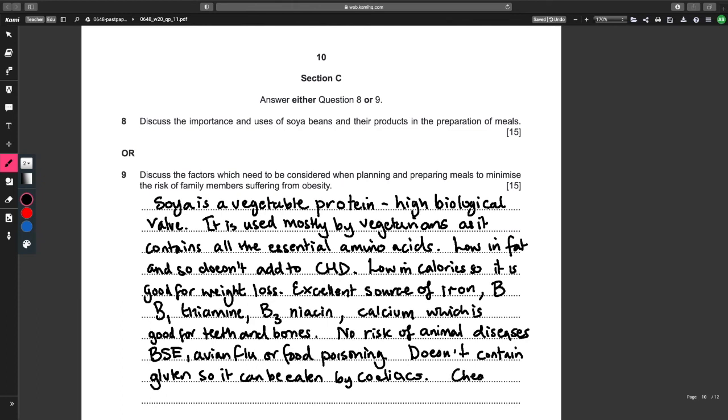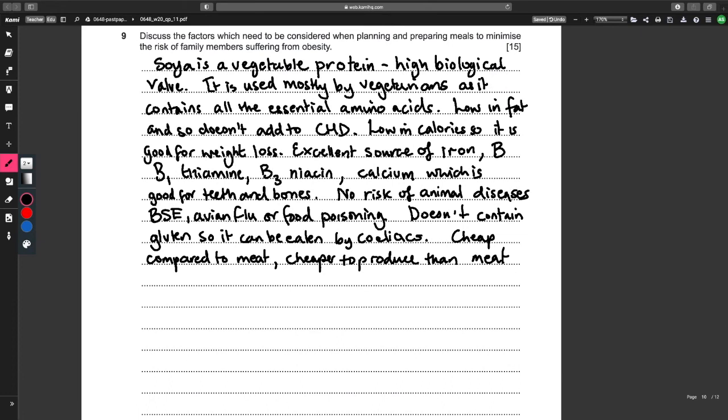It's cheap compared to meat, and it's cheaper to produce. You know, you don't have all the animal rearing. You think about rearing chickens, for example. Okay. Right, so that's a lot of information about soya.